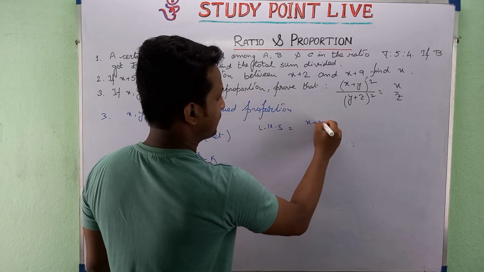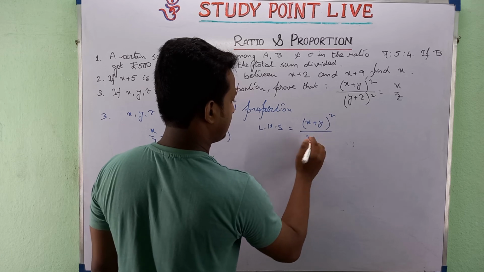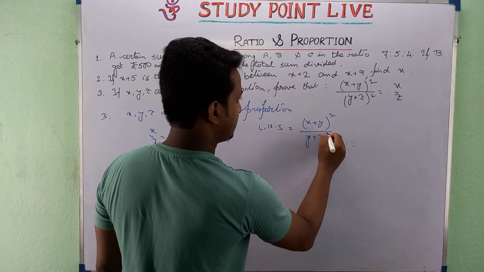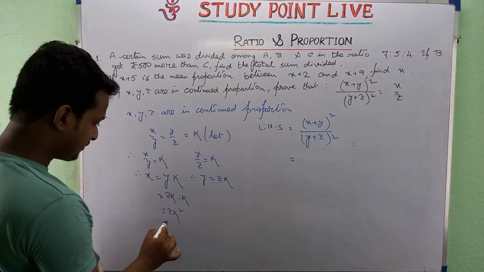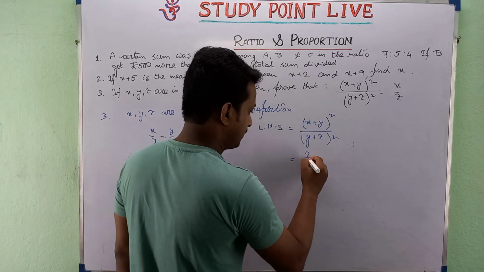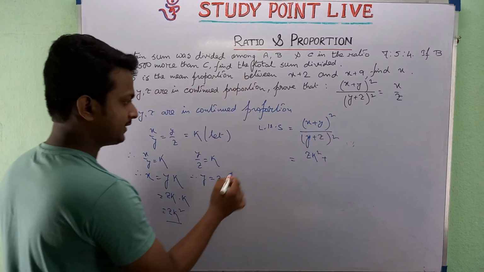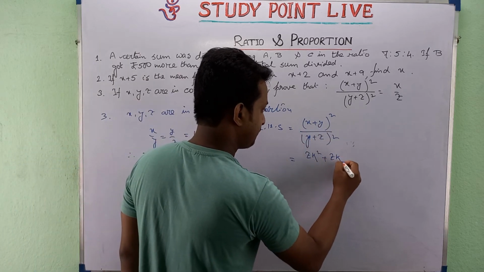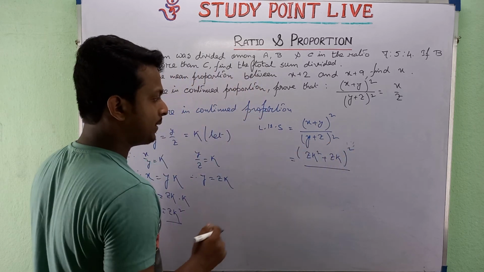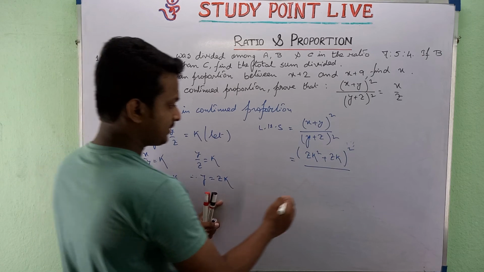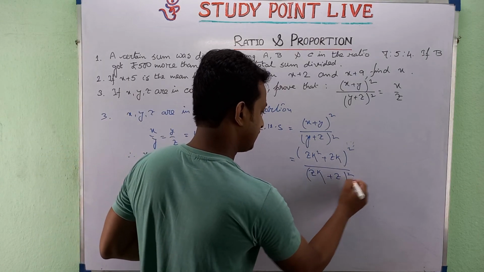Now write on the left hand side. Here it is given x plus y whole square by y plus z whole square. Now what is the value of x? See, x means zk square. So zk square plus what is the value of y? That is zk. It will be whole square. And what is the value of y plus z? What is y? y means zk plus z whole square.